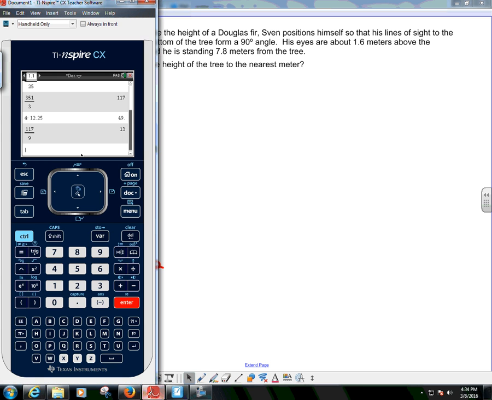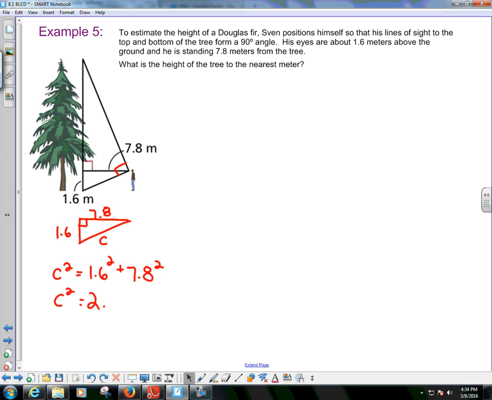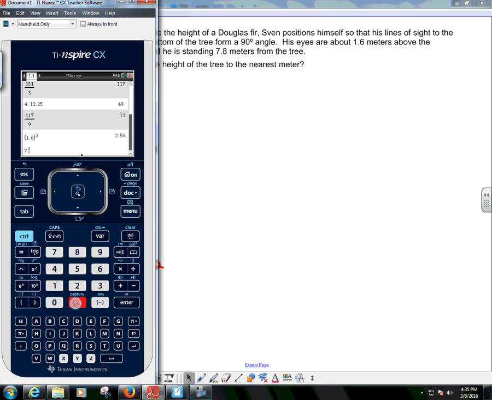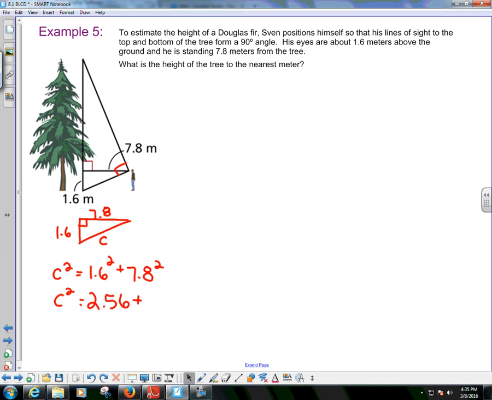So I'm going to come over to my calculator and I'm going to say 1.6 squared gives me 2.56. And then I'm going to put in 7.8 squared. And that gives me 60.84.